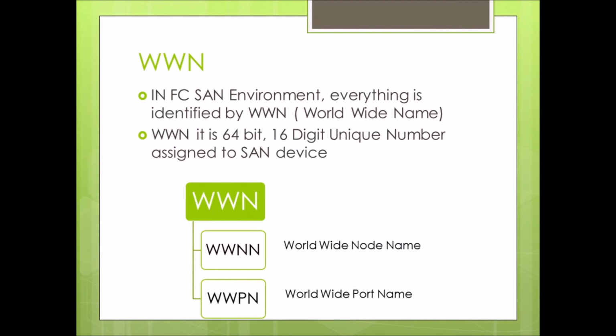In SAN environment, everything is identified by WWN number. So when we say WWN, it is worldwide name. And simple definition of the WWN is it is a 64-bit 16-digit unique number assigned to the SAN device. So whenever we purchase any SAN device, any storage box or any SAN switch, we get WWN number assigned to it. In WWN also, there are two subtypes available.